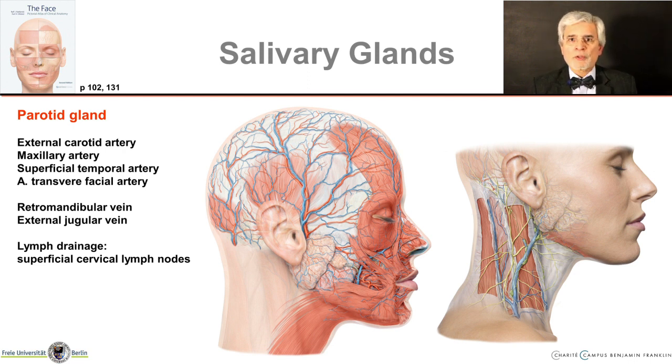They, of course, also pass through the gland and continue upwards. And this is also true for the retromandibular vein, which then flows into the external jugular vein. And the lymph drainage of the gland is facilitated via the superficial cervical lymph nodes.